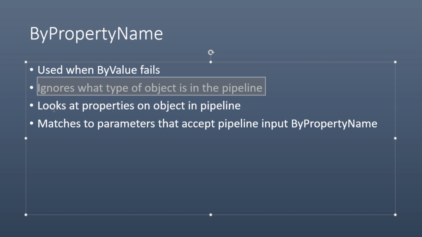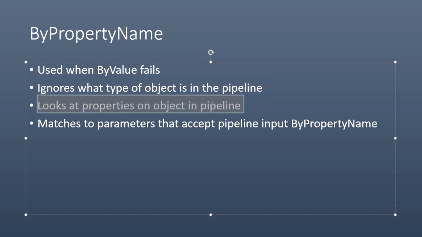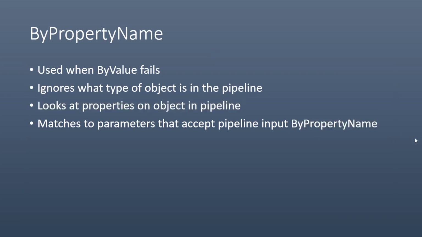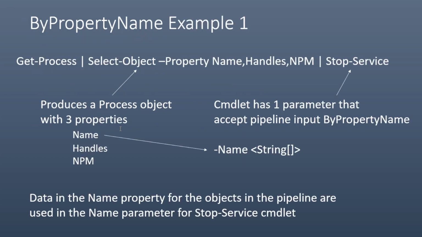Instead, we're looking at the properties on the object in the pipeline. What I'm going to try to do is find parameters that accept input by property name, like shown there, and match that up. So we look at the properties in the pipeline, and then match them to parameters that have the same name and will accept that information. That's what we're examining next. Let's look at a few examples.